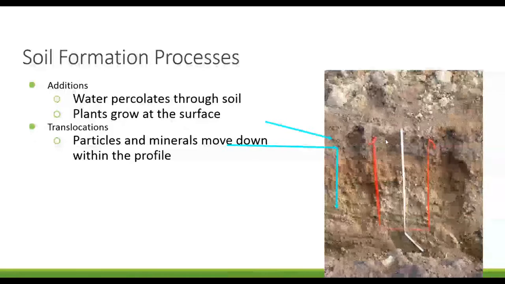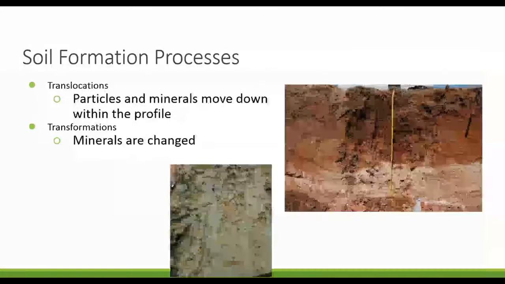Translocations, that's where things are moving downward in our soil profile. Things like soil particles of certain size, particularly clays, minerals of various sorts, iron chief among those. And then organic matter can move down through the soil profile. So we've got all sorts of things that can move. So we've added stuff, we've translocated stuff.